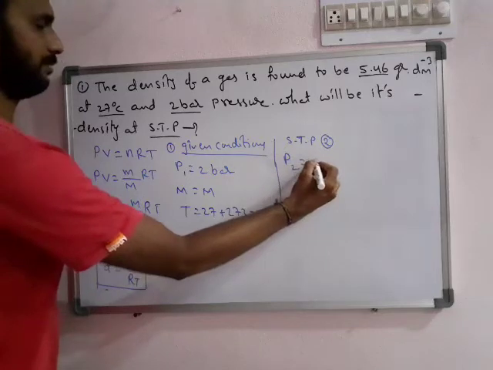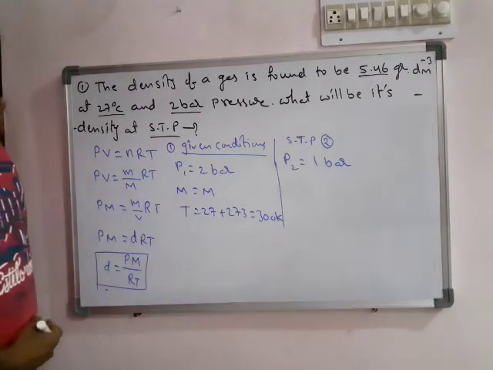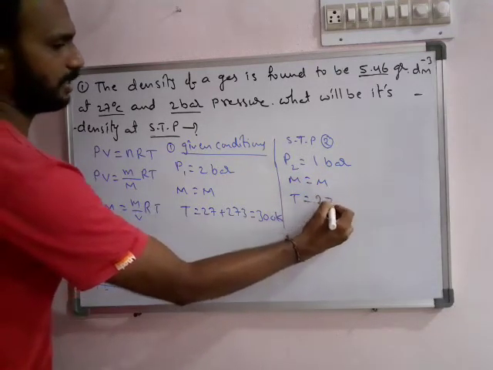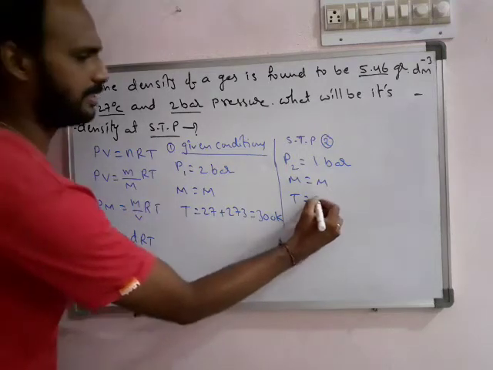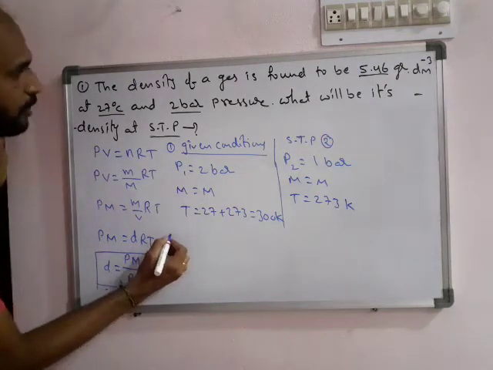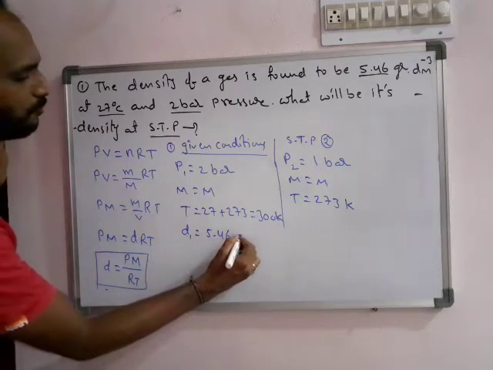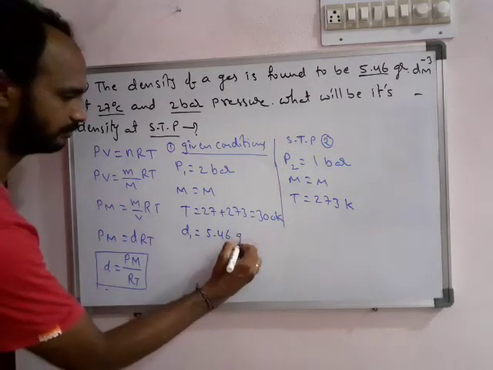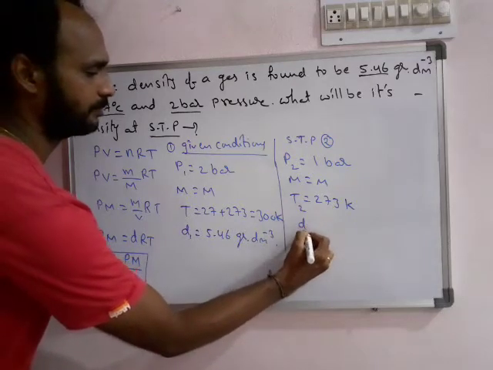Then what about the STP condition? At STP what is the pressure? That is 1 bar, exactly 1.01, but generally we are taking 1 bar. Molar mass, same gas property, no change. What is the STP temperature? The STP temperature is 273 Kelvin or 0 degree Celsius. R is the same for both. The first density, D1, is equal to how much? 5.46 grams per decimeter cube. What is D2?